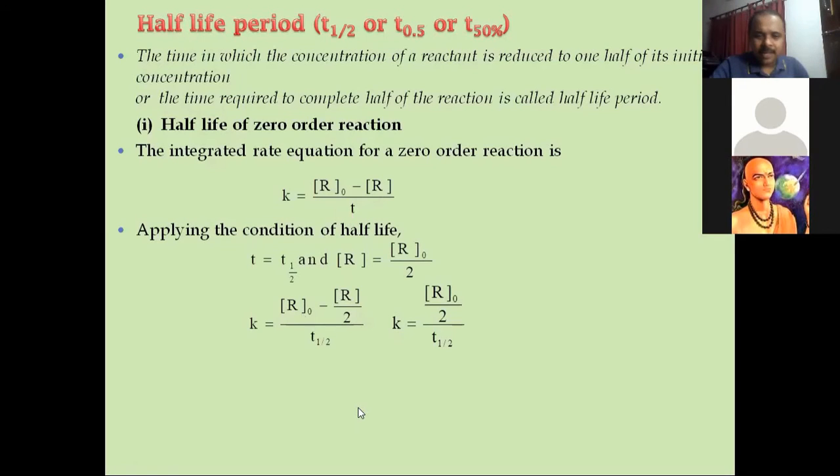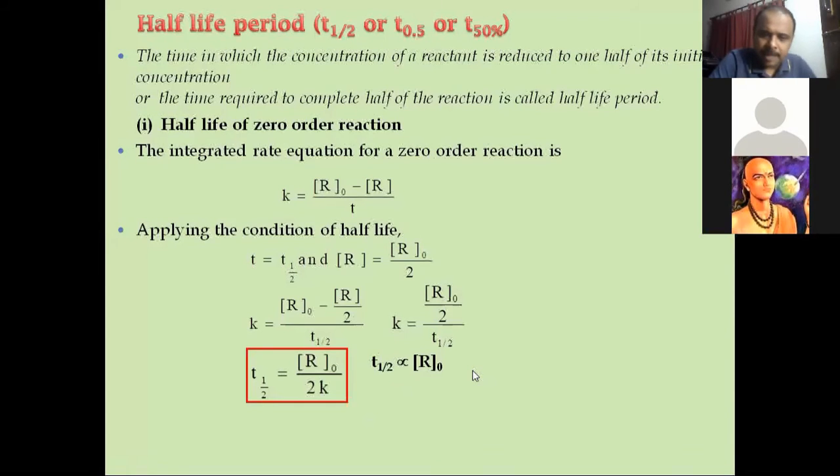Okay. Now you can write this in terms of half-life. Push the k to the right side. So R0 divided by 2k is the half-life expression for zero order. Now 1 by 2k is a constant. If you remove that, it becomes proportional. t half is proportional to the initial concentration of reactant R0. Correct. Okay, what does it mean exactly?